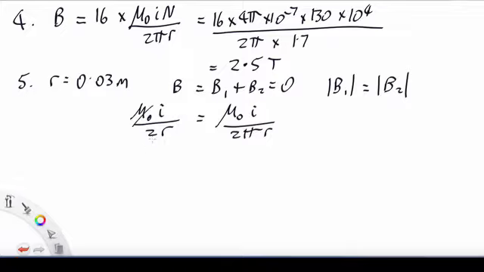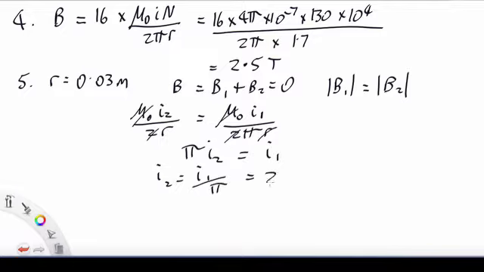So pretty much all of it cancels, and we're simply left with pi times I2. We'll call this, 2 is the circle, 1 was the straight line. We've got pi times I2 equals I1. So I2 equals I1 over pi. So that is 2.55 amps, or 2.6.